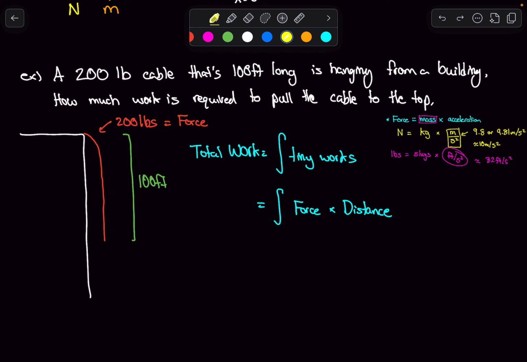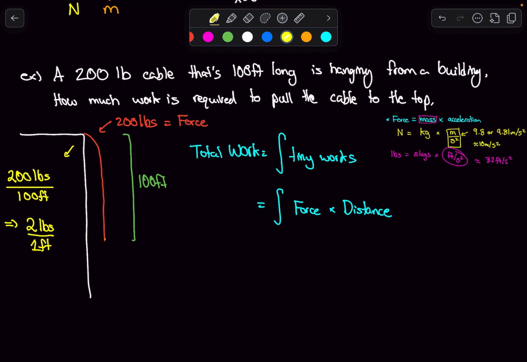cable, which means that, since the entirety of the rope exerts 200 pounds and it's 100 feet long, we could make the ratio even: 200 pounds of force is being exerted over the course of the 100 feet of the rope, which implies that there's a ratio of 2 pounds for every 1 foot of this cable. Okay, so that's nice. That's not too bad.